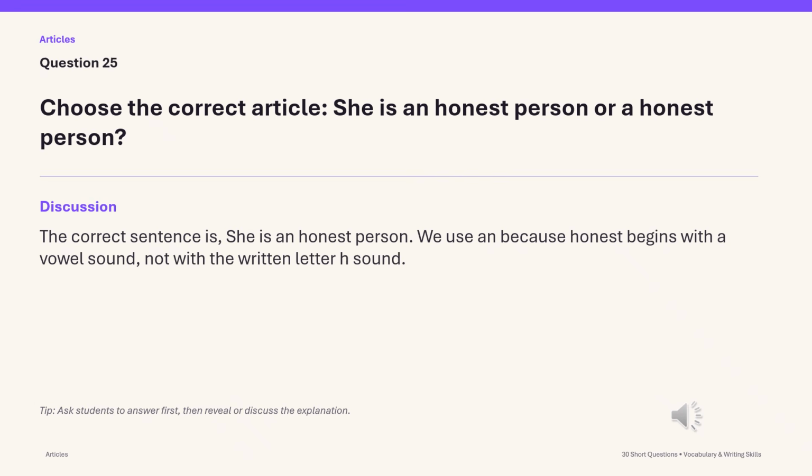Choose the correct article: she is an honest person or a honest person. So first of all, the correct article would be: she is an honest person. Although we see that the word honest begins with the letter H, the sound H is silent. The word begins with the vowel sound O, honest. So that is why we use an and not a. So article depends on sound, not just spelling. So we mainly use an before vowel sounds.